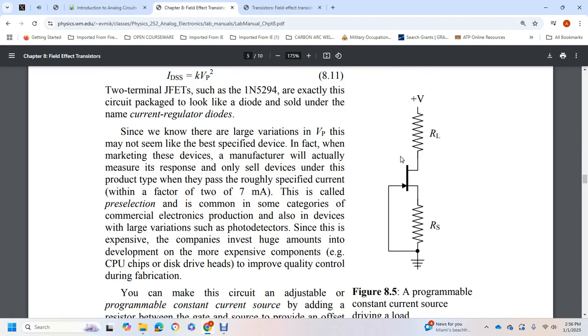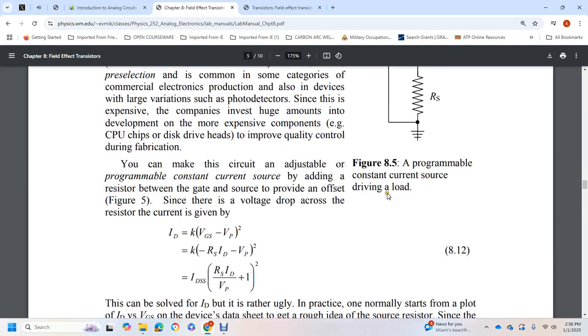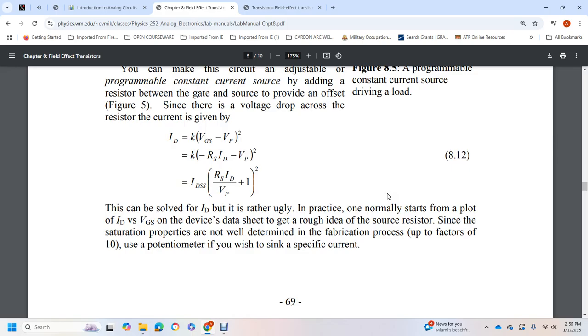The programmable constant current source driving a load. We have a resistive load, resistor source, and the resistor source goes back to the base emitter, and the rest is grounded. This can be solved with the input drain, but it is rather ugly in practice. One normally starts with the plot of drain current versus gate-source voltage from the device data sheet, with a rough idea of the source resistor.